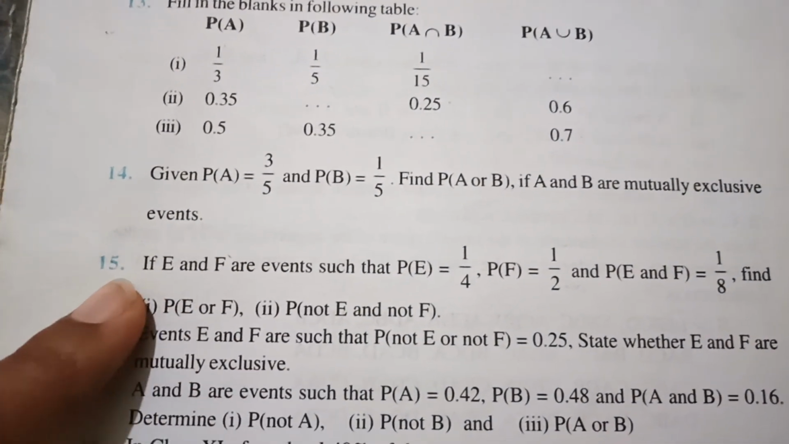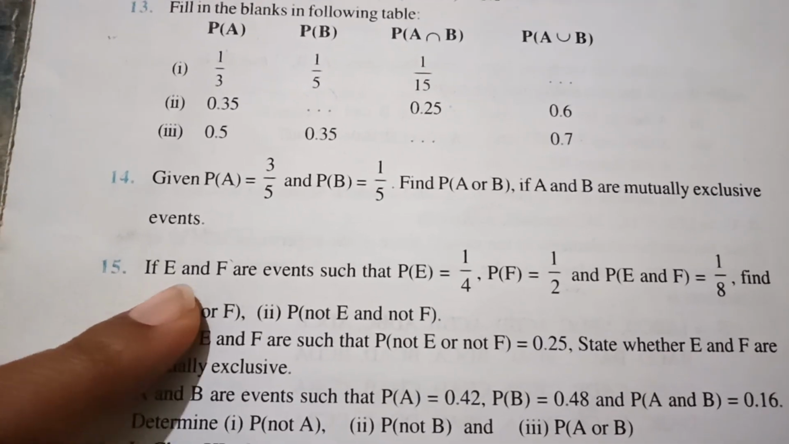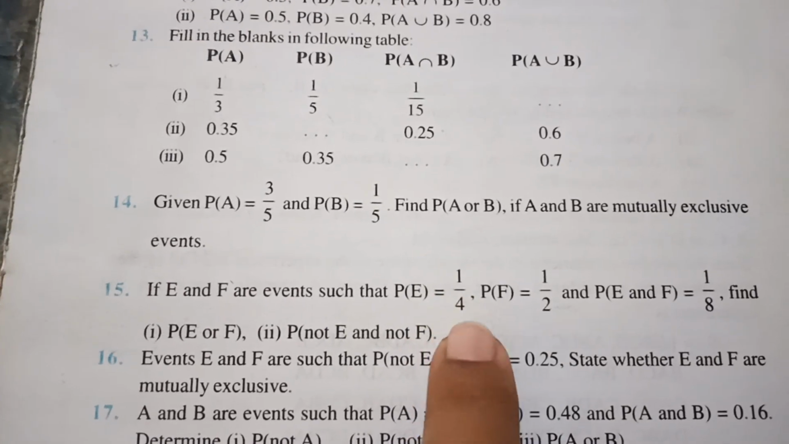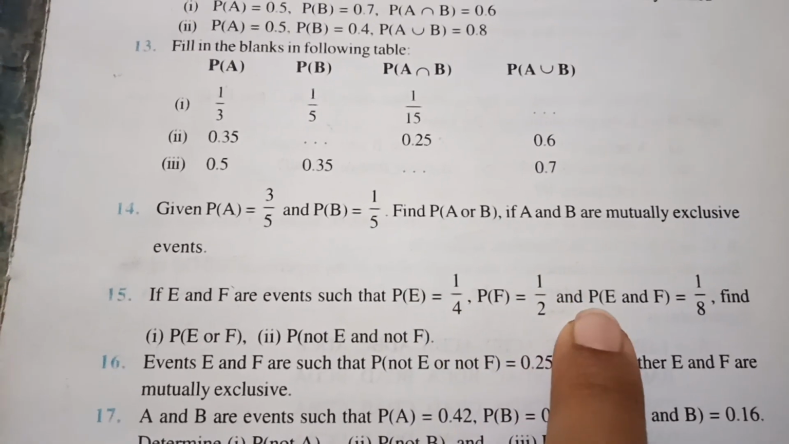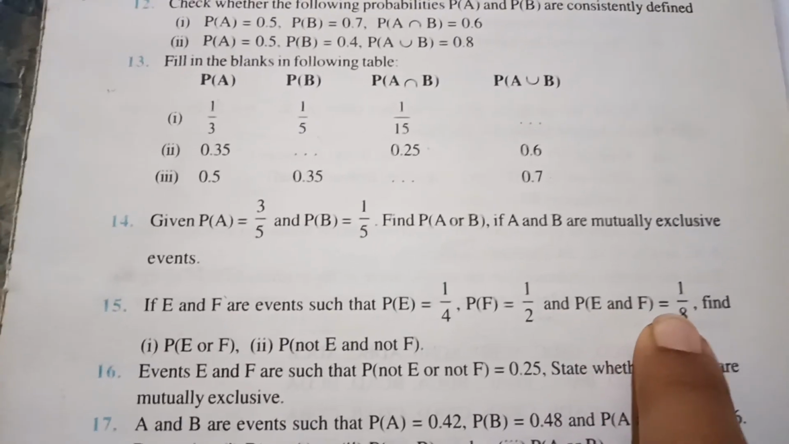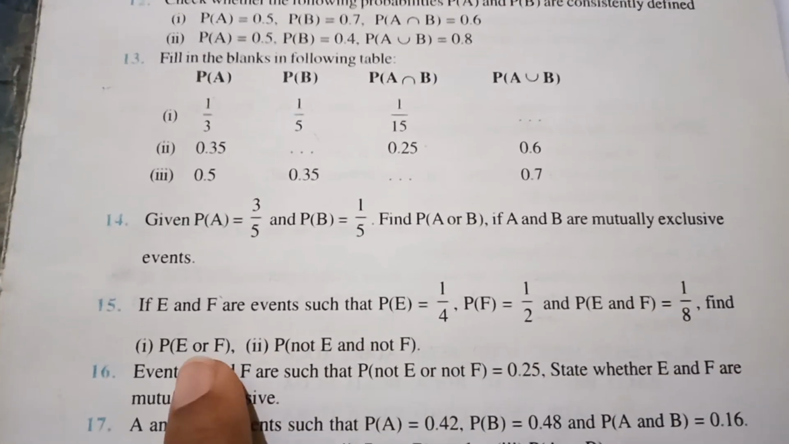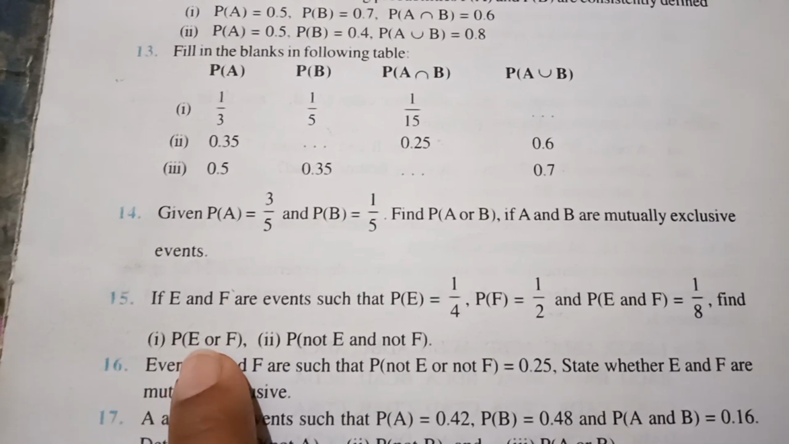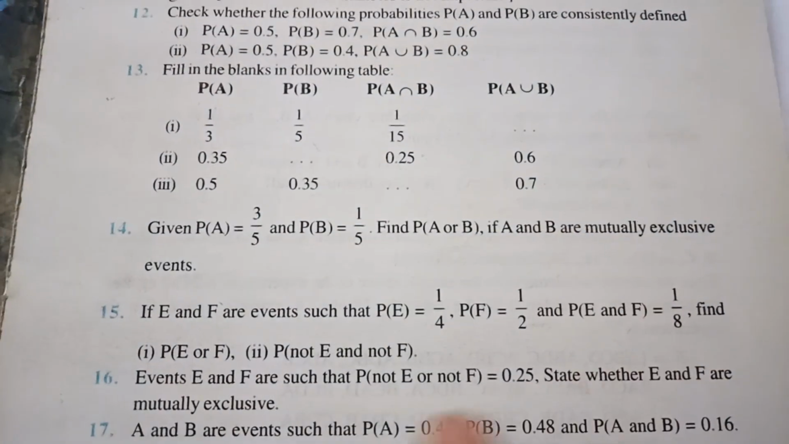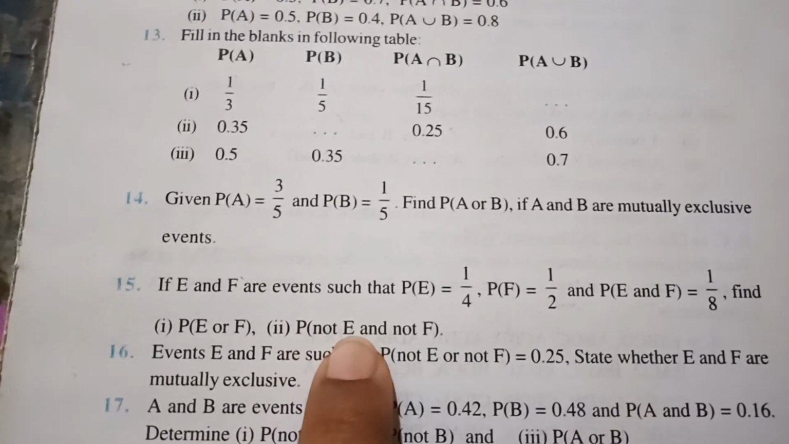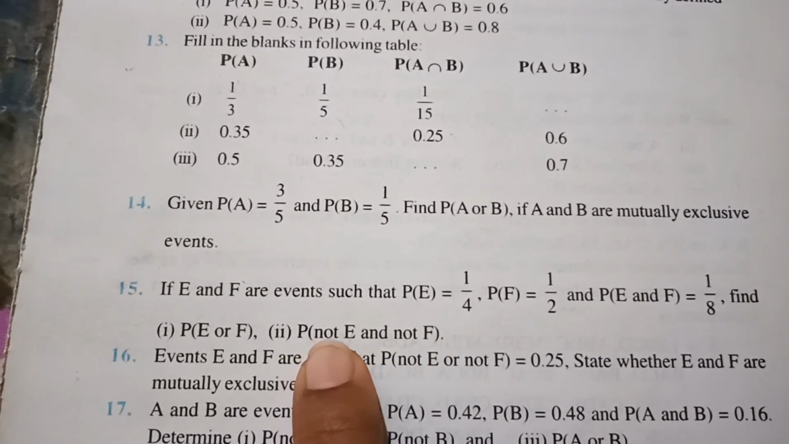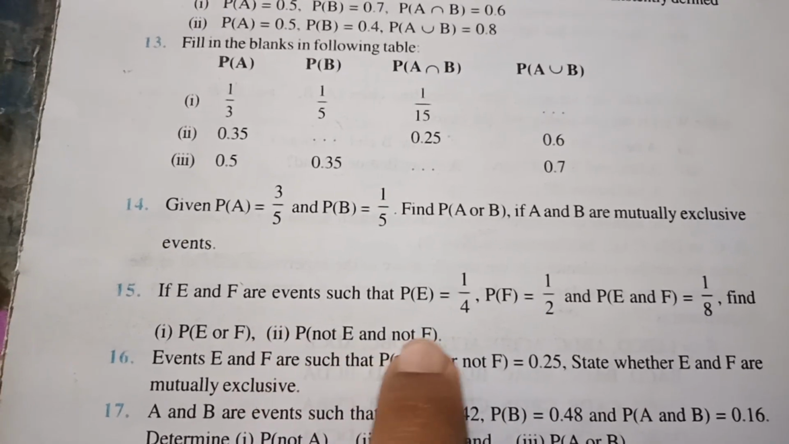Next, question number 15. If E and F are events such that P of E equals 1 by 4, P of F equals half, and P of E and F, that means P of E intersection F, equals 1 by 8, find P of E or F, that means P of E union F. It's very easy directly from the formula. Now P of not E and not F, this part needs to be done.